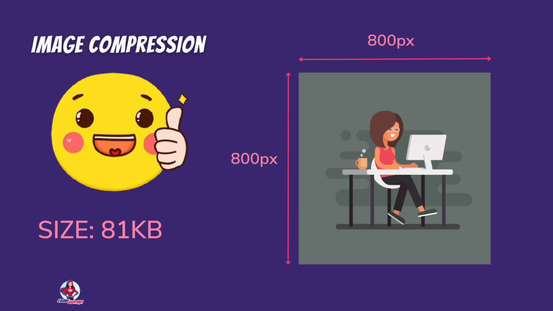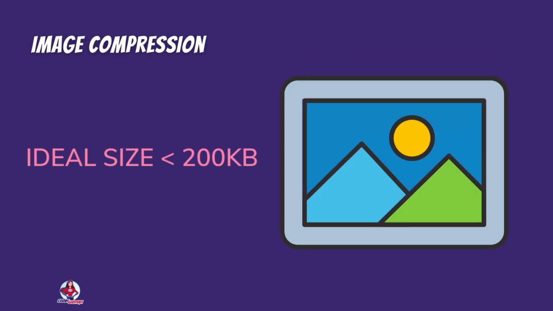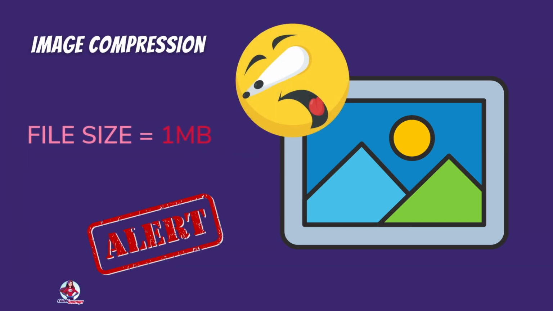But always remember to verify both image dimensions and file size before adding them to a site, ensuring optimal website performance. It's a very common mistake in web development. So what's an ideal image size? For general web usage, it should be no more than 200 kilobytes. If you find images larger than this, it's a red alert.